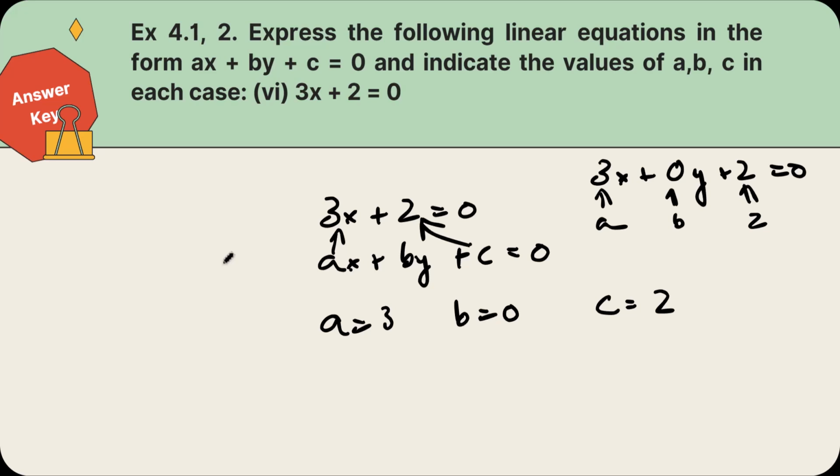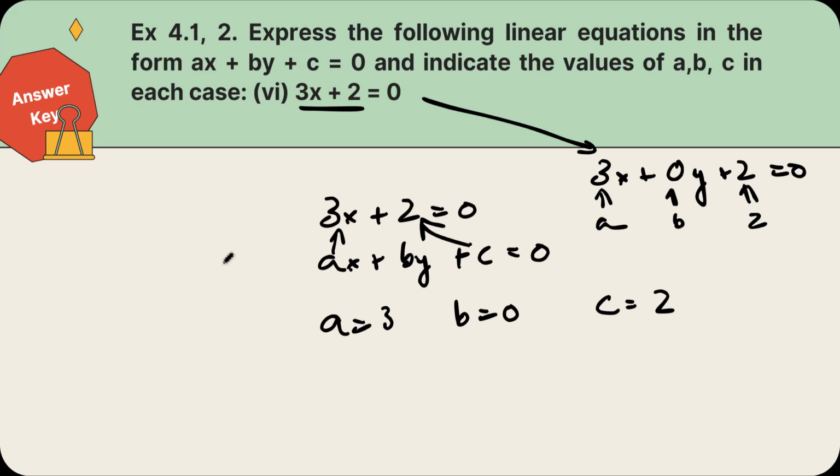The problem here is, this is actually a linear equation in one variable. A linear equation in one variable is trying to be represented as a linear equation in two variables here. Why? Because we're putting b is equal to 0, right? B is equal to 0 means what? 0 into y, the y variable will go, right? So it is a linear equation in one variable itself, but it is represented as a linear equation in two variables. In that logic, this is correct.